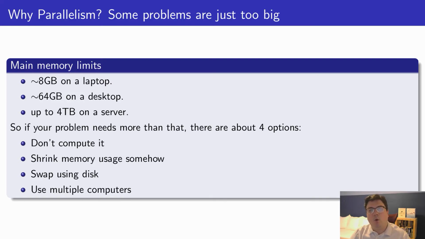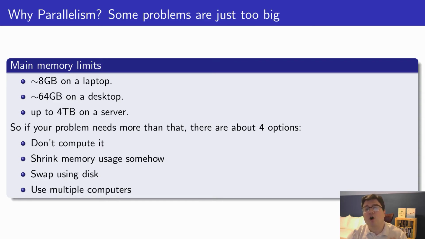Another reason why parallel computing has become inevitable is that many modern problems are just too big to be computed on a single machine. There are technological limits to the amount of memory a single machine can have. Laptops rarely have more than 8 GB of main memory, and desktops rarely have more than 64 GB of main memory. A single server node usually does not have more than 4 TB of memory.